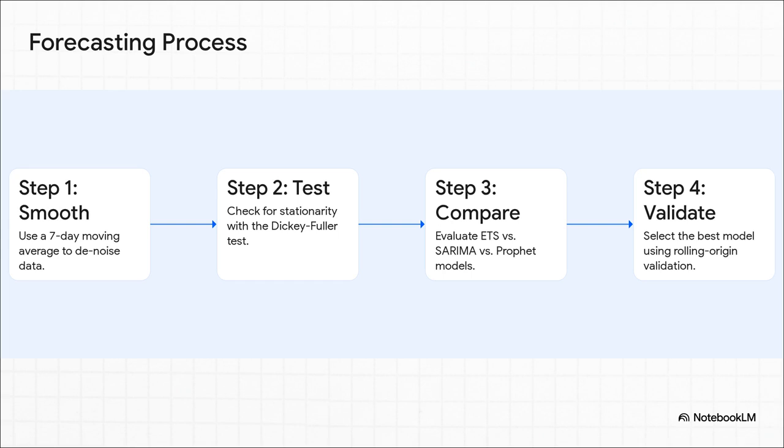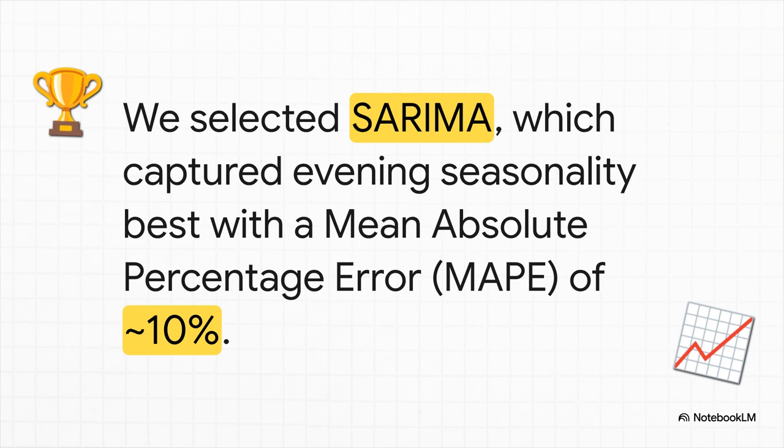All that's doing, really, is making sure the data's core properties, like its average, aren't wildly changing over time, which is a must-have for a lot of these models to work right. After that, we basically had a model showdown, pitting a few different approaches against each other before rigorously testing them to find our champion. And the winner was SARIMA.